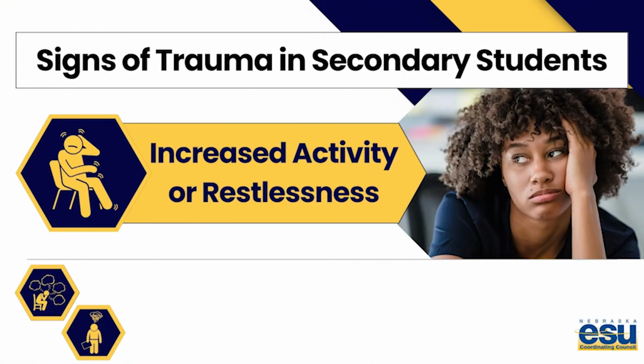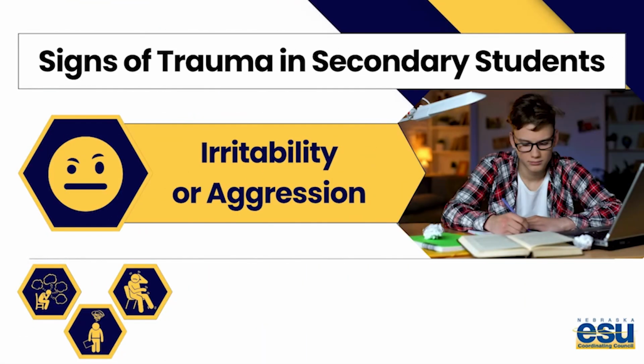Increased activity or restlessness. Some students may show increased activity levels, restlessness, agitation, or difficulty sitting still, especially when they're asked to remain seated or work quietly. Irritability or aggression. Others may go in the opposite direction, becoming more irritable or reactive, expressing anger through outbursts or conflict with peers or teachers.